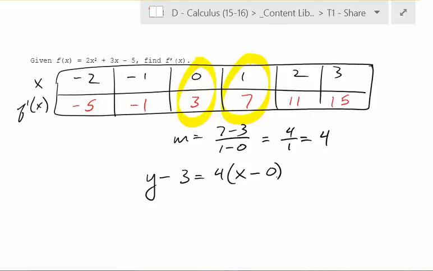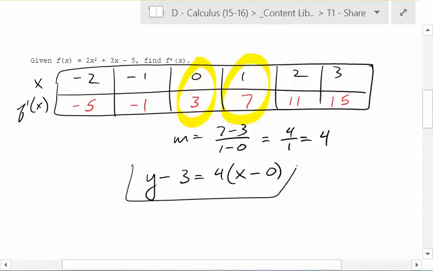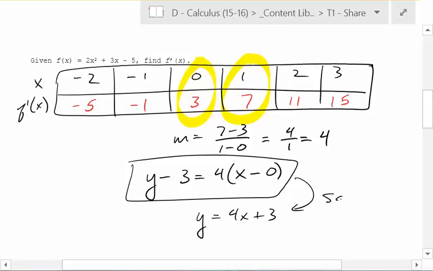Are you always going to have the intercept? No, you're not always going to have the intercept. I'd much rather you default to this. This is going to be more useful on the balance of things. So you end up with this. Yes, you could write it as y is equal to 4x plus 3 if you wanted to. It's the same thing, absolutely.